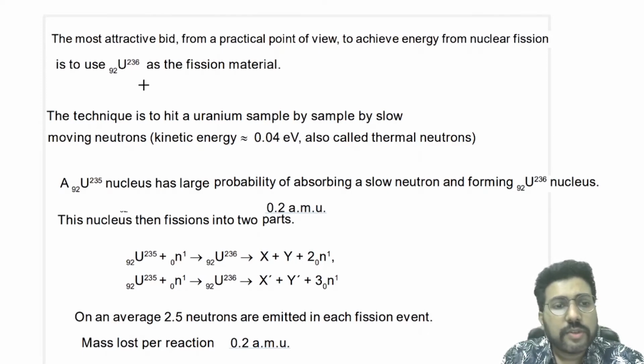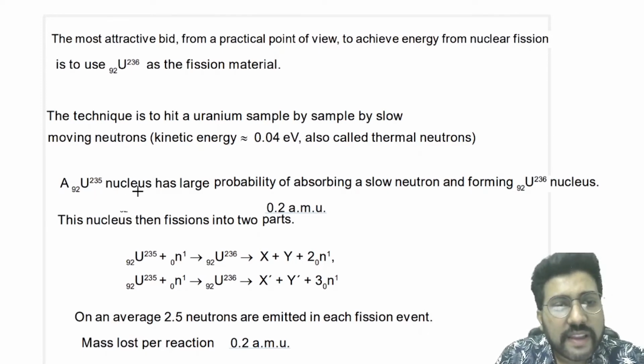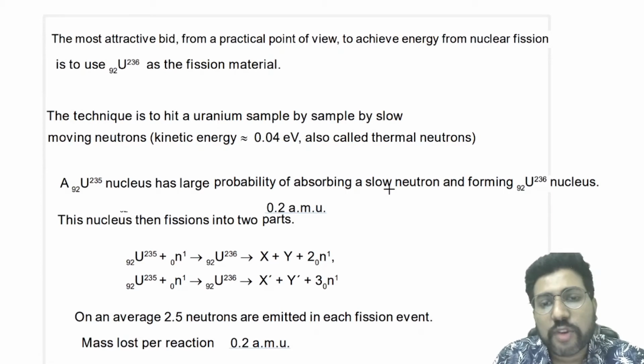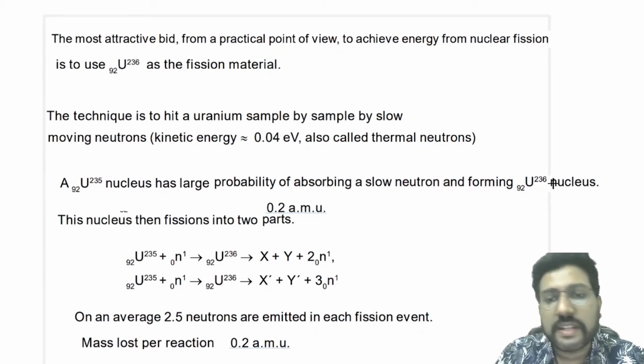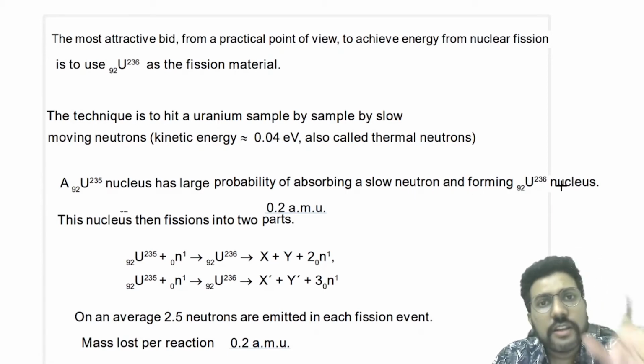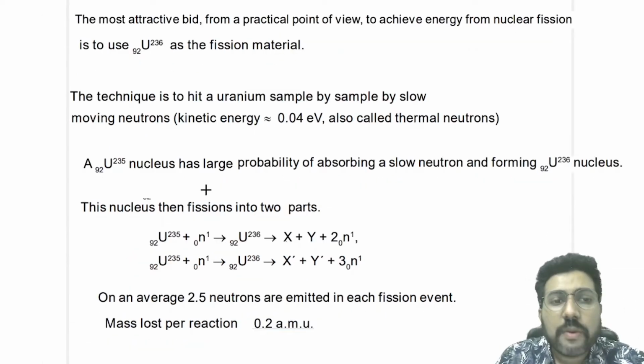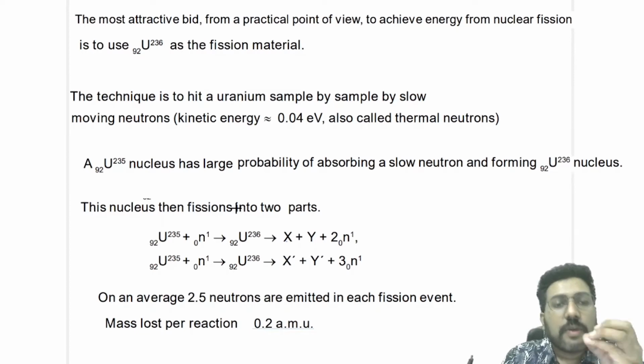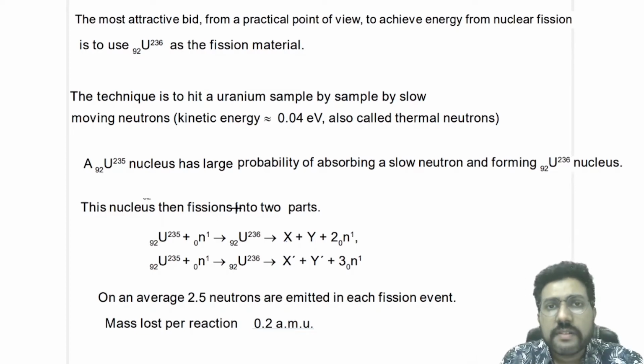Okay, so now a uranium-235 nucleus has a large probability of absorbing a slow neutron and forming a uranium-236 nucleus. And this uranium-236 nucleus gives you the fission products. So till now, we have seen that whenever a slow moving neutron bombards a uranium-235 nucleus, a uranium-236 nucleus is formed. And this uranium-236 nucleus is unstable and it produces fission instantly.